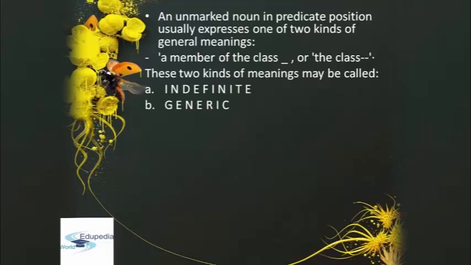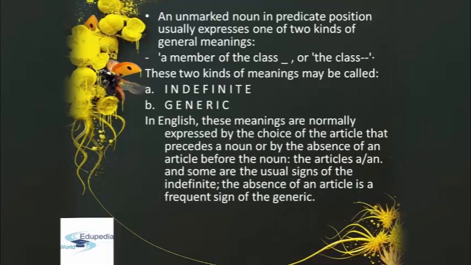Second, we have the generic. In English, these meanings are normally expressed by the choice of the article that precedes a noun or by the absence of an article before the noun. The articles a or an and some are the usual signs of the indefinite. The absence of an article is a frequent sign of the generic.